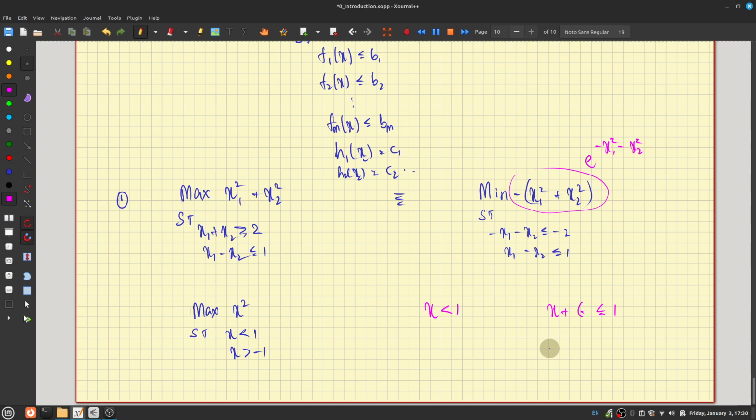What do you mean? There's only one variable x, right? Epsilon should be between 0 and... Is this, am I reading this correctly? Would these constraints give you the same as this? x plus epsilon equal to 1?